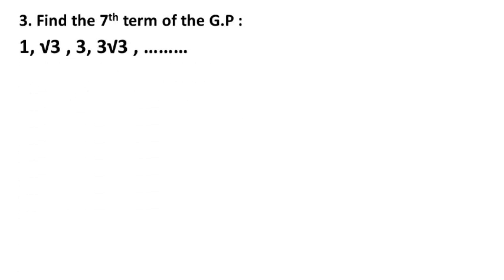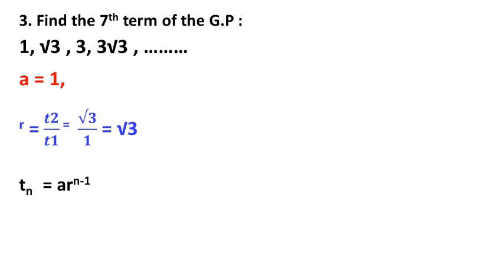Question number 3. Find the seventh term of the GP: 1, root 3, 3, 3 root 3. Consider the term A as 1, R as T2 by T1, that is root 3 by 1, which is equal to root 3, and Tn is equal to AR to the power n minus 1. Here we have to find the seventh term, that is A into R to the power 6. Hence A value is 1, root 3 to the power 6.